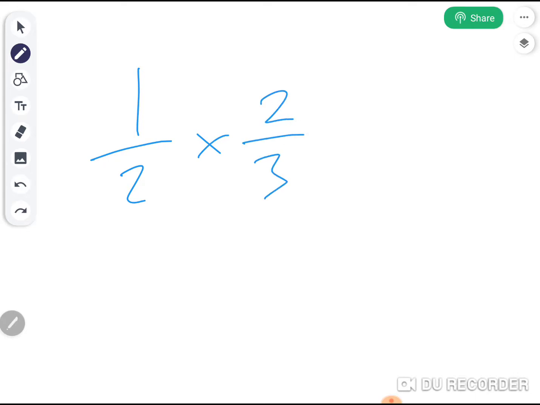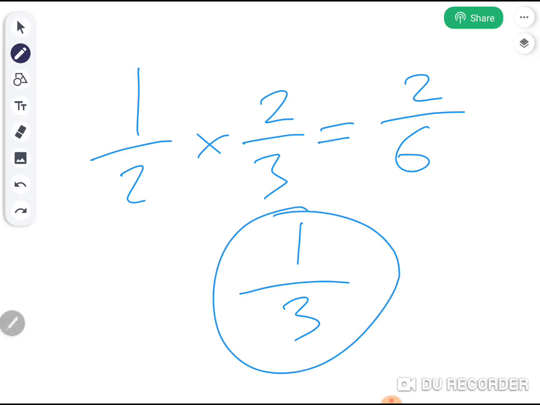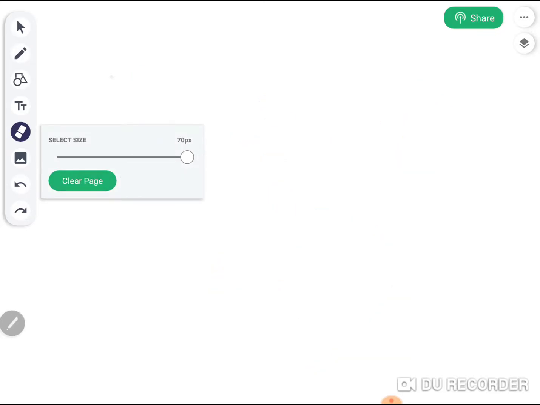2/3. Now, the nice thing when it comes to multiplying fractions is we just multiply the numerator times the numerator and the denominator times the denominator. So 1 times 2 equals 2, and 2 times 3 equals 6. So then all we need to do is simplify this. And I know I can divide these both by 2. Their greatest common factor is 2. So 2 divided by 2 leaves me with 1, and 6 divided by 2 equals 3. So 1/2 times 2/3, or 1/2 of 2/3, equals 1/3.